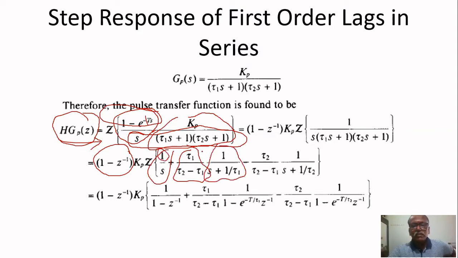This is the C0 and C1. C1 is 1 here. C2 is tau 1 upon tau 2 minus tau 1, with 1 by s minus 1 by tau 1. Here C3 is minus tau 2 by tau 2 minus tau 1. So we find the residues here. These are all residues. C2 is one residue, and this is C1, another residue. C0, another residue. So we found the residues for this partial fraction.